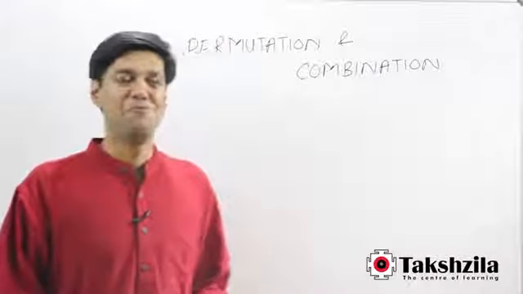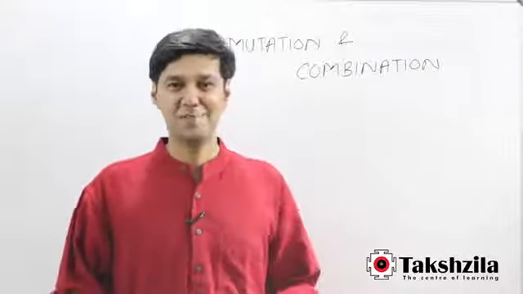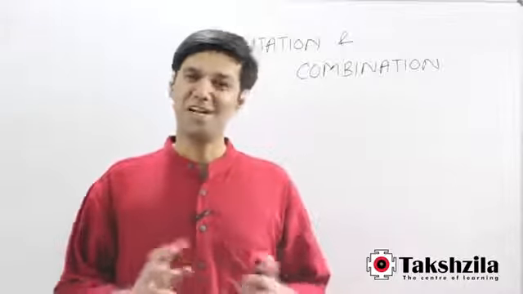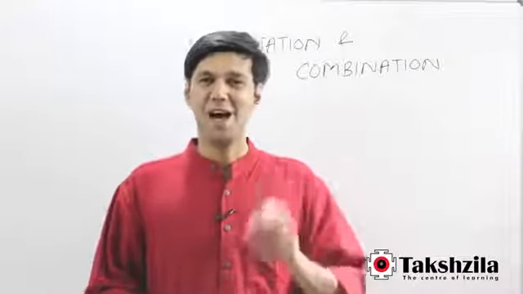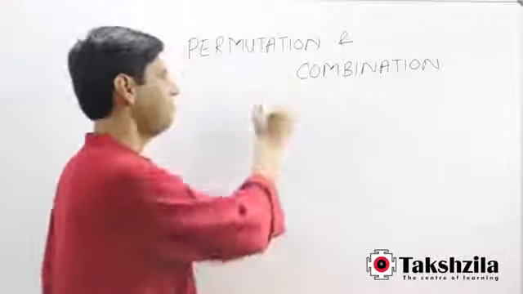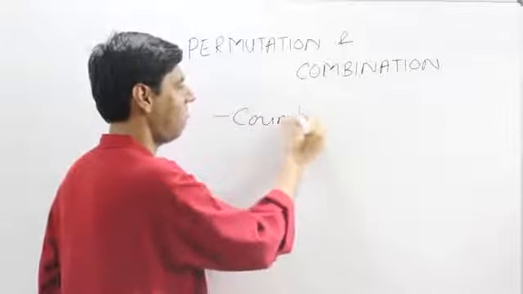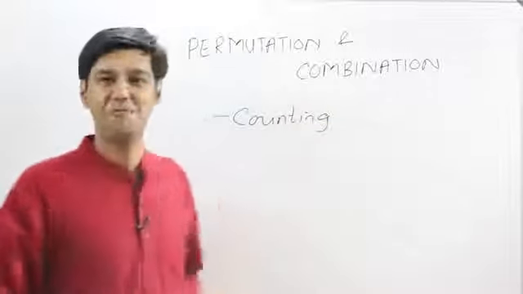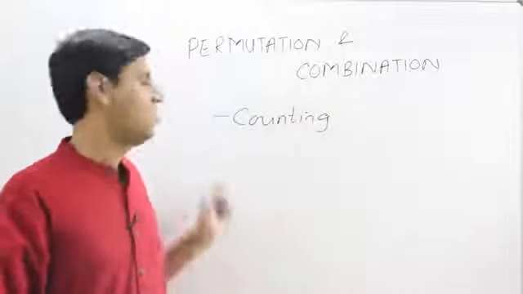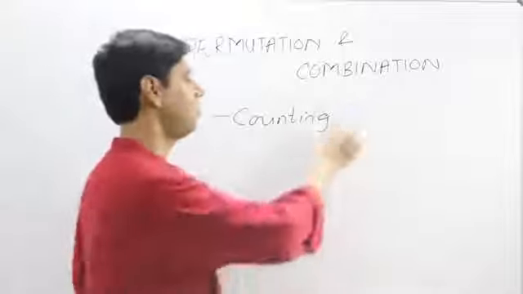Hi, we will start our lectures on permutation combination, a topic which unnerves a lot of students, and the irony is entire permutation and combination is only about counting. How fast can you count the different possibilities that exist? So we have certain rules of counting.